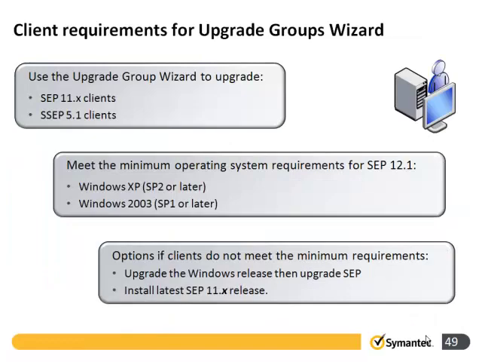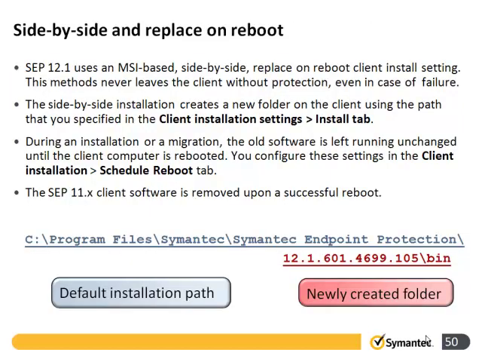So if we're running the Upgrade Groups wizard, we need to choose the clients to upgrade. You need to ensure that their clients meet the minimum requirements for the SEP 12 client software. The SEP 12.1 uses an MSI-based side-by-side upgrade. And what will happen is it will replace the client settings once it's been rebooted. It means that this method never leaves the client unprotected.